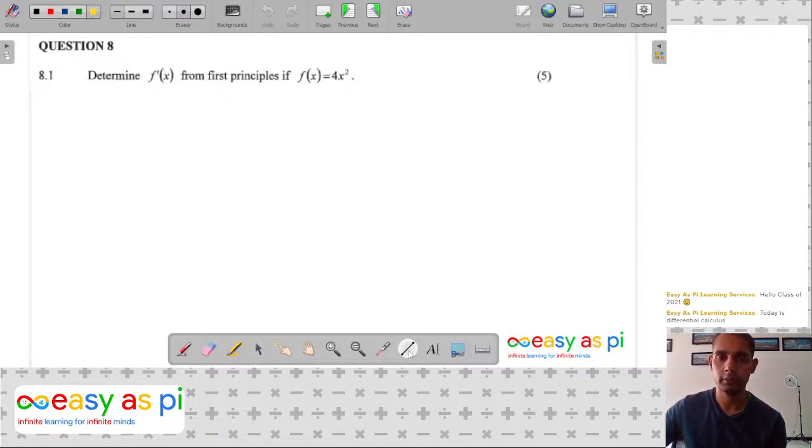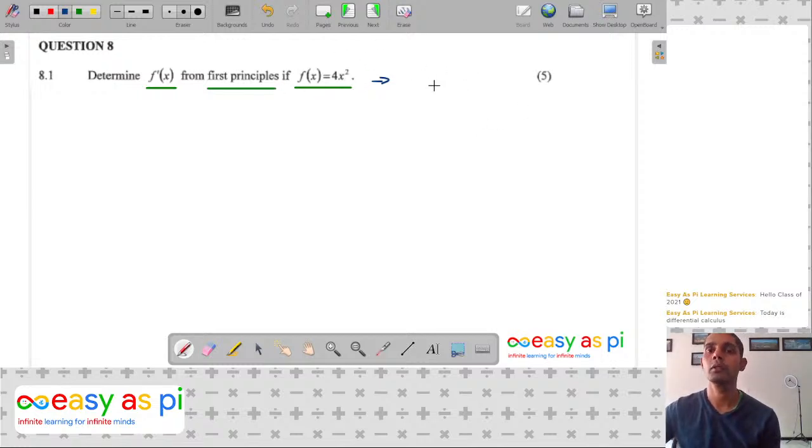Let's just underline the key components of this question. They say determine f dashed of x, so they want the derivative from first principles if f of x is equal to 4x squared. Okay, now before you start to attempt the question, I will attempt the question in black. I'm going to do some pre-work in blue. And here's what I would recommend. If you already know how to work out the derivative using your rules, do so.